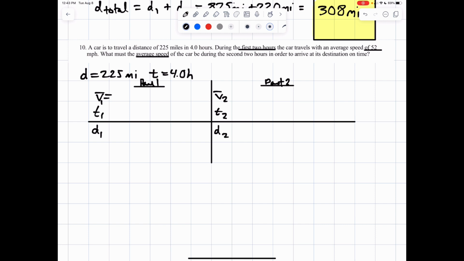Now let's figure out what's going on based on this. For the first time segment, we have an average velocity of 52 miles every hour. Again, I'm going to write it as mi/h. And that is during the first 2 hours, so 2 h. We can find how far we went by multiplying those two, and we would get 52 miles per hour times 2 hours, and you'll get 104 miles.